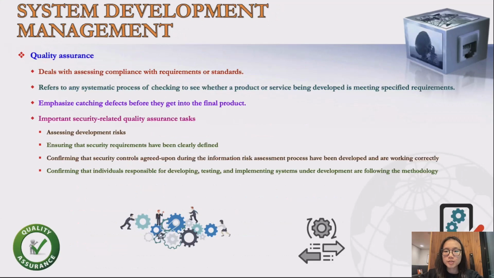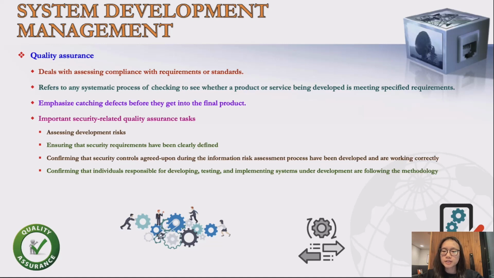So the last element we're going to introduce about system development management is quality assurance, which deals with assessing compliance with requirements and standards. Many companies have a separate department devoted to quality assurance. A quality assurance system is set up to increase customer confidence and a company's credibility, to improve work processes and efficiency, and to enable a company to better compete with others. Quality assurance systems emphasize catching defects before they get into the final product.